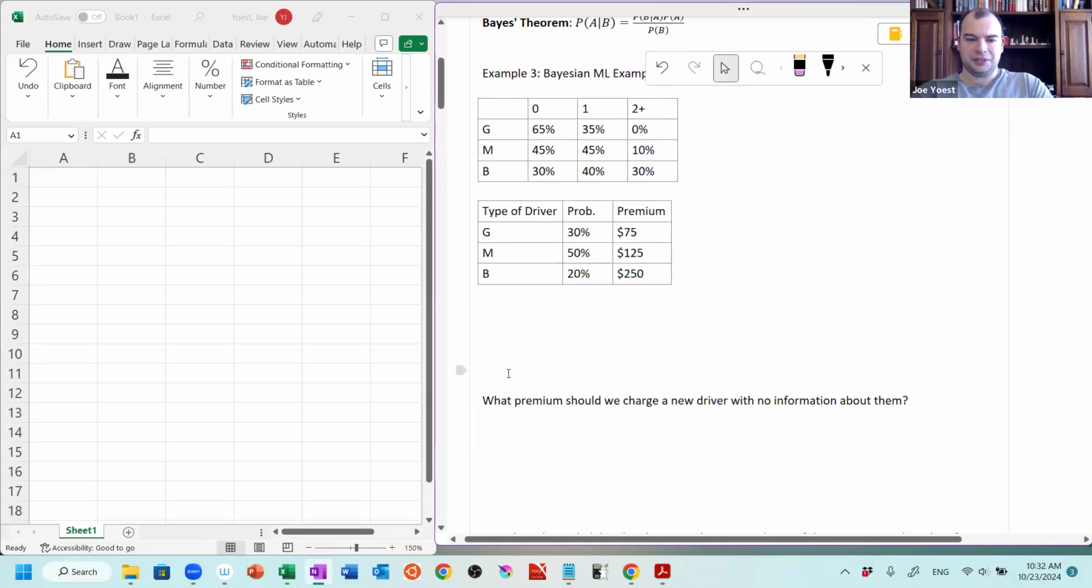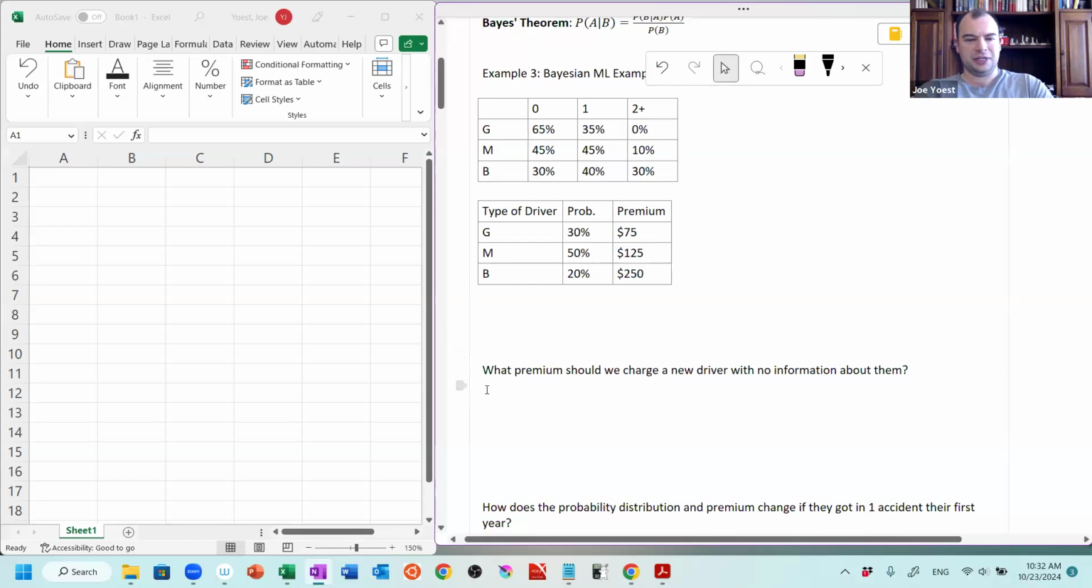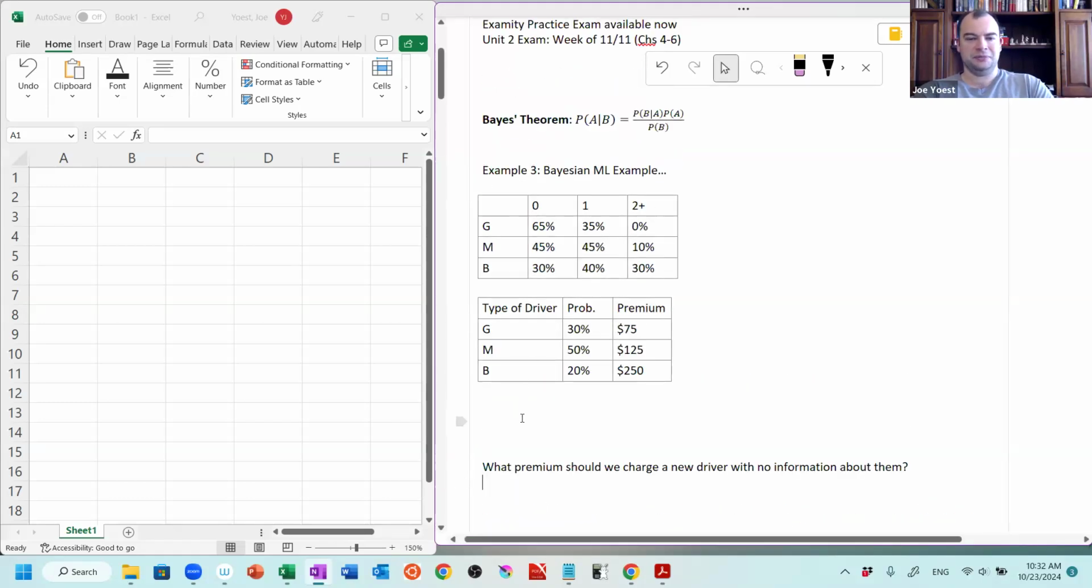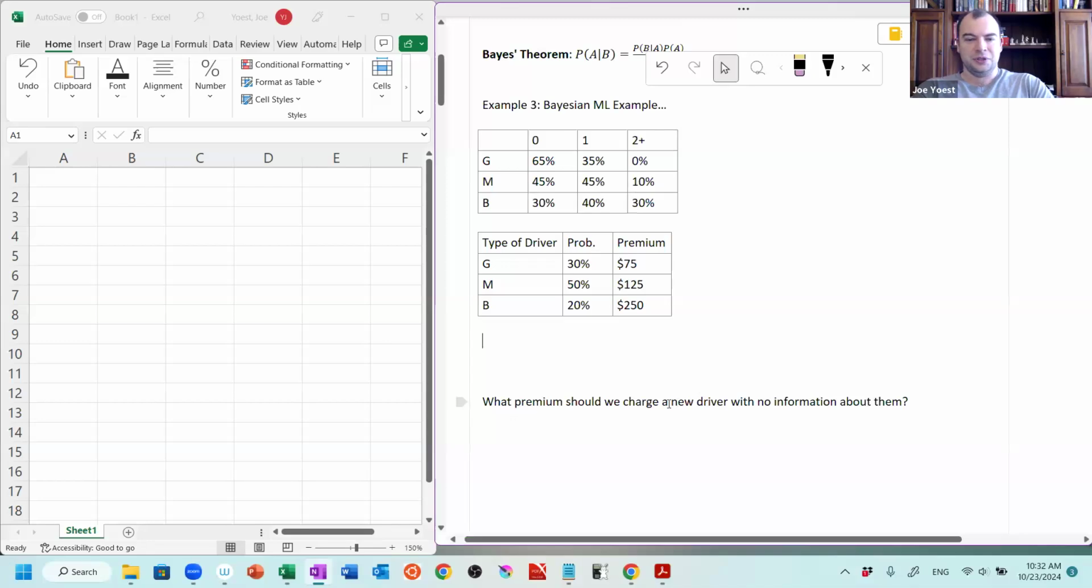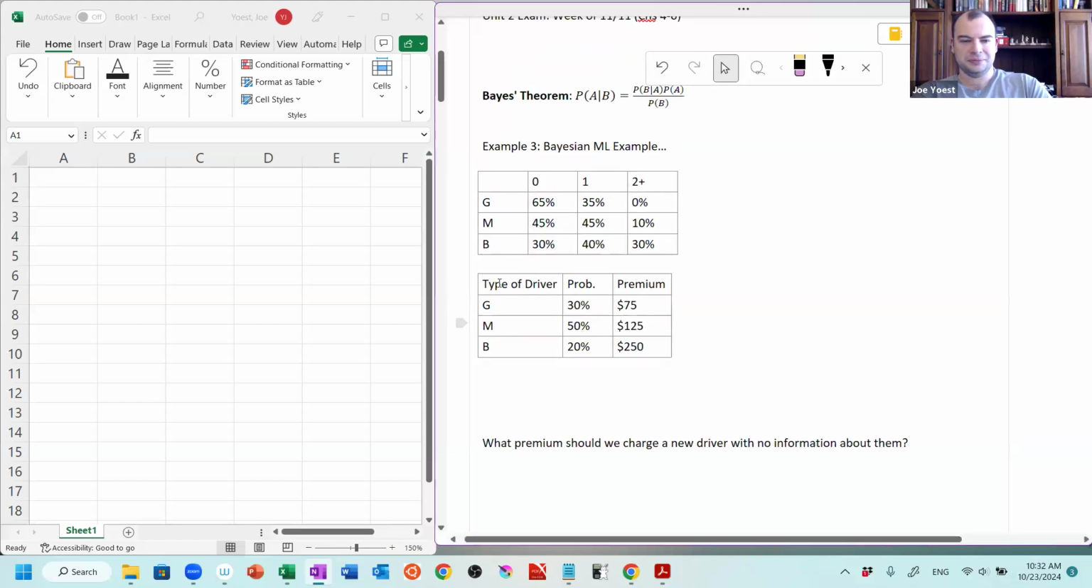Okay, so the first question that we might want to ask to kind of set up our model is, okay, let's suppose a brand new driver walks in the door. Now, of course, our model doesn't take into account what type of car you're driving, what your age is, what your previous experience is. We're not interested in modeling age or car type or anything, and we don't have any previous experience with them. So a new driver walks in the door, says, hey, I want you to write me a car insurance policy. What premium should we charge them? Any thoughts on this?